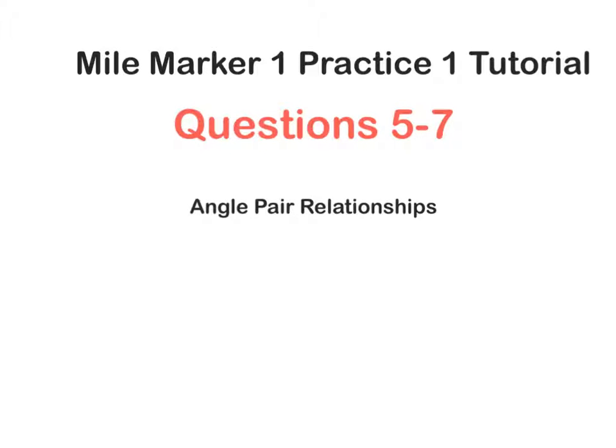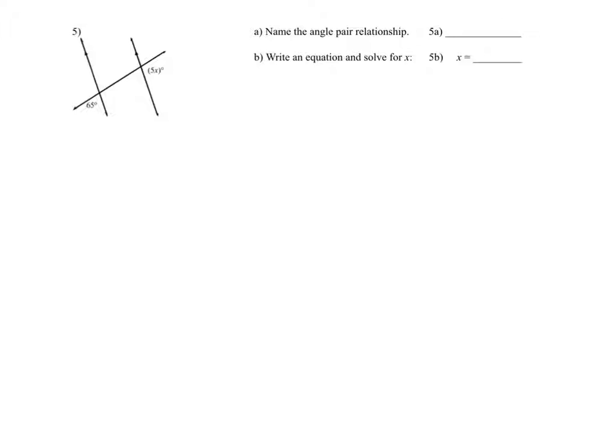This video tutorial is for mile marker 1, practice 1, questions 5 through 7. Questions 5, 6, and 7 are essentially asking us the same type of question but with different problems. So in the A part of each question, we're asked to name the angle-pair relationship that we observe in the picture. So let's review those for a moment because there are 7 different relationships that we could name here.